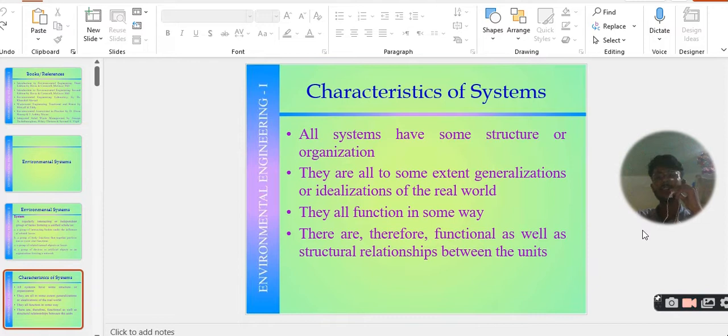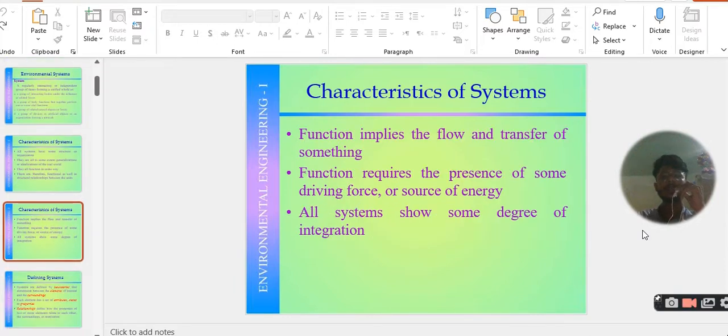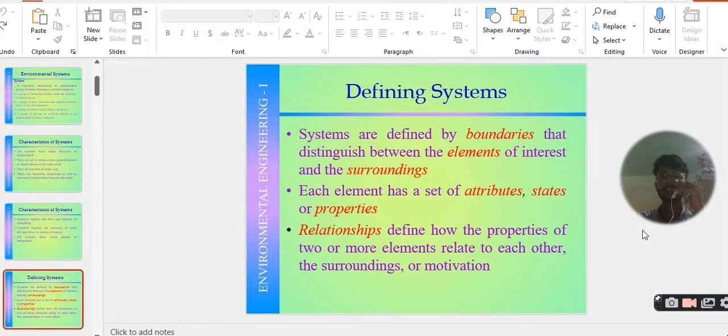Characteristics of systems. All systems have some structures or organization. They are all to some extent generalizations or idealizations of the real world. They all function in some way. There are therefore functions as well as structured relationships between the units. Function implies the flow and transfer of something. Function requires the presence of some driving force or source of energy. All systems have some degree of integration.